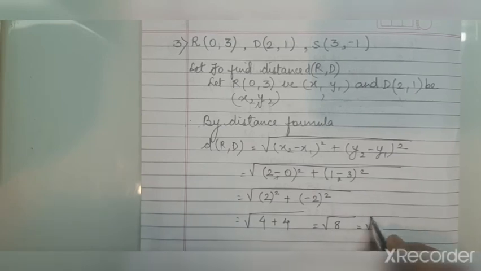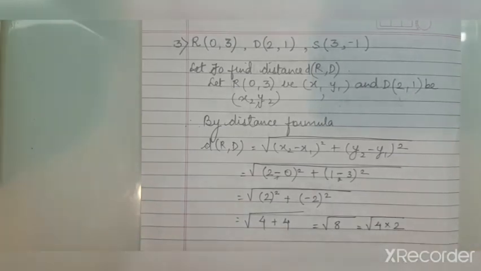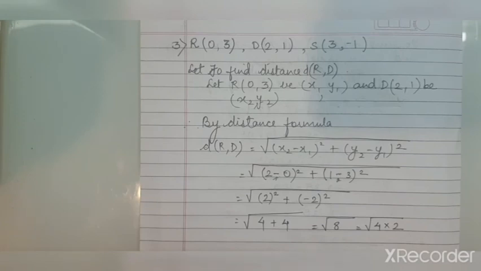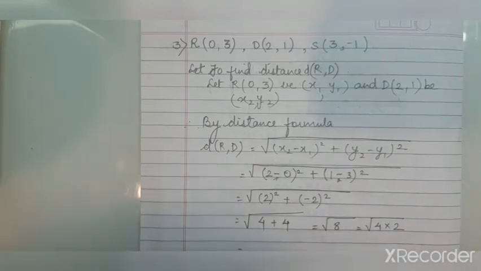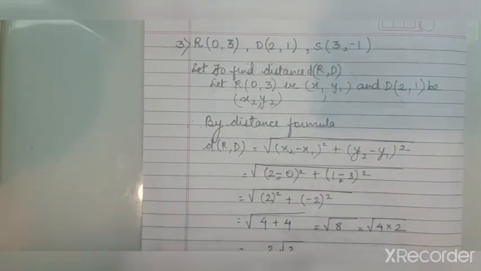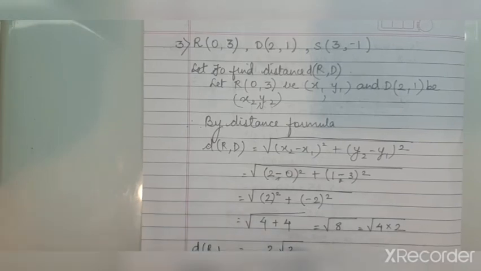As I told you, if you are able to split it, yes, 4 2s are 8. 4 is a square of 2. So when it comes out, it will come out as 2 root 2. So this is distance RD.